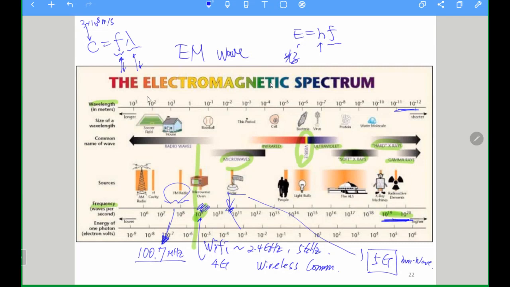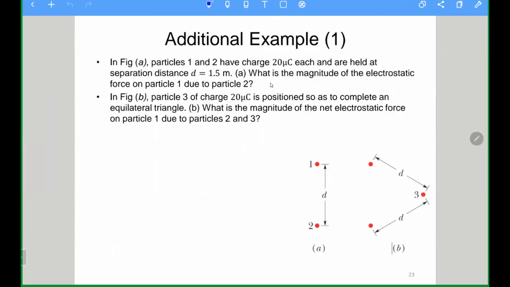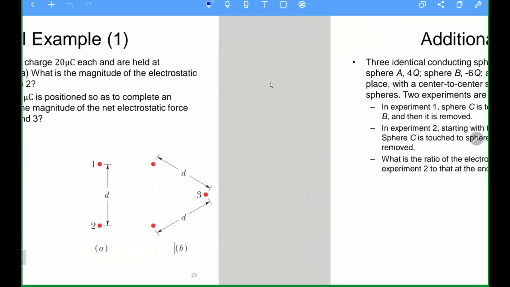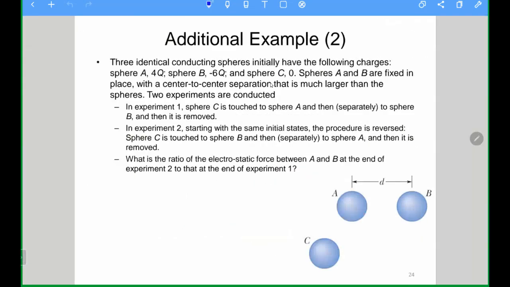Okay, so I think we have one or two. I can just skip this one, and then let me try to explain this one so that we can finish off this chapter. So let me talk about the additional example.